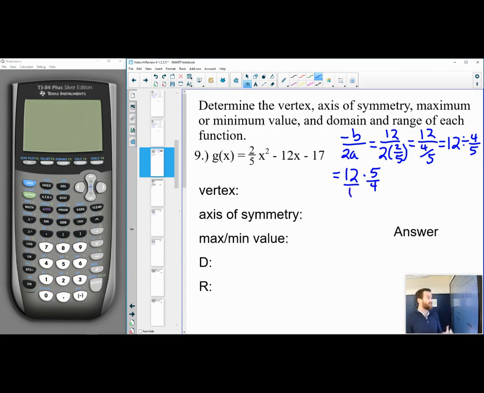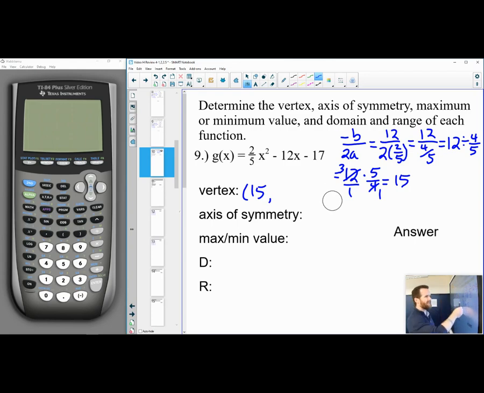Then I prefer to cross cancel. Like this 12 and 4, they're diagonal, and they have a common factor of 4. 4 divided by 4 is 1. 12 divided by 4 is 3. And then we just do 3 times 5 and get 15. If you've got another way to get that answer, that's awesome. So right away, we have our x-coordinate of the vertex. Now we got to find the y-coordinate, so we got to plug in.